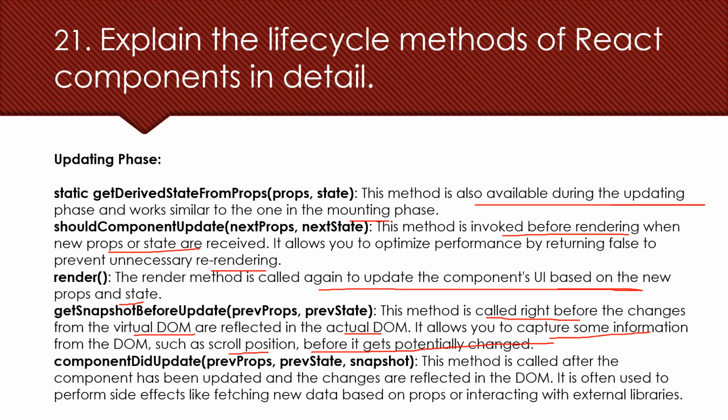The componentDidUpdate method is called after the component has been updated and the changes are reflected in the DOM. It is often used to perform side effects like fetching new data based on props or interacting with external libraries.